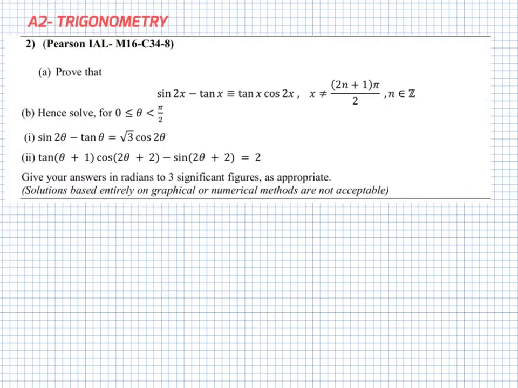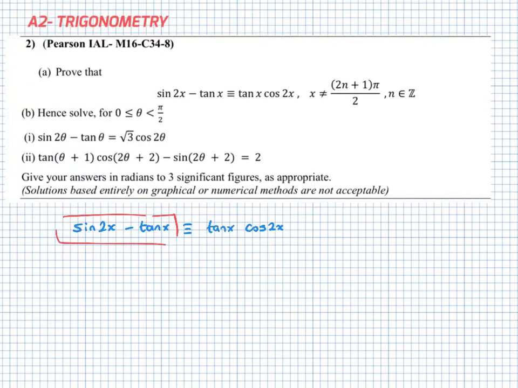Hi guys, we have a trigonometry question here. We're going to start with proving an identity: sine 2x minus tangent x is equivalent to tangent x cosine 2x. Now please remember, when you have an identity, you have to deal with one side of the equivalent sign.